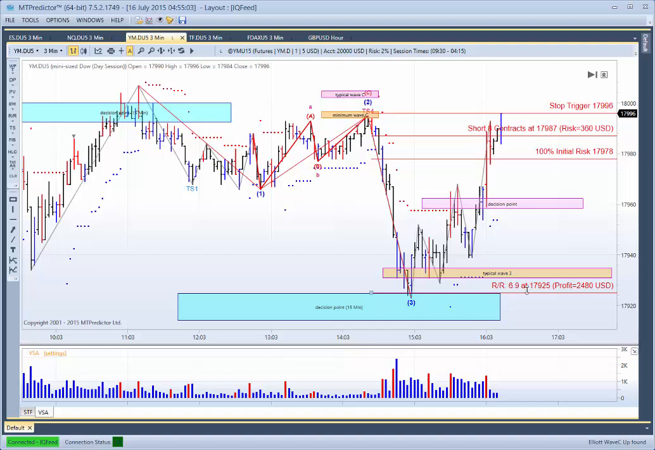If you had, then that would have increased the profit even further down to 6.9 or almost 7R. So either 5.8 or 6.9R. Very, very nice trades indeed.